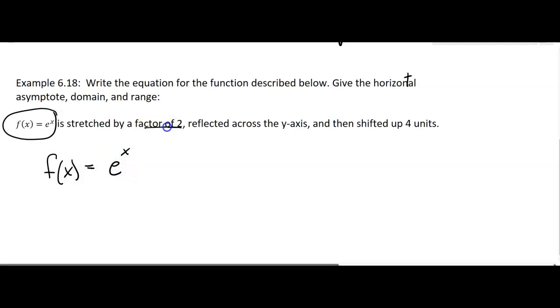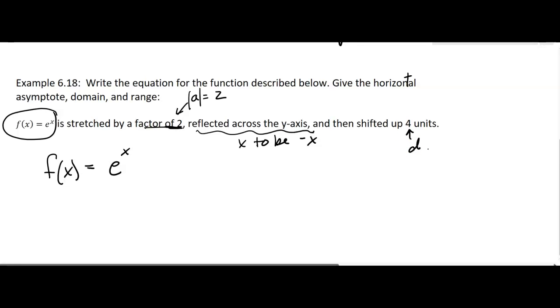And now we want a stretch factor of 2. That means a is going to equal 2. Or at least the absolute value. Maybe there might be a reflection. It's reflected across the y-axis. Now I just went over that, but that means then I need x to be negative x, okay? And then it's shifted up 4 units. That's going to be our d. And that's going to be +4.